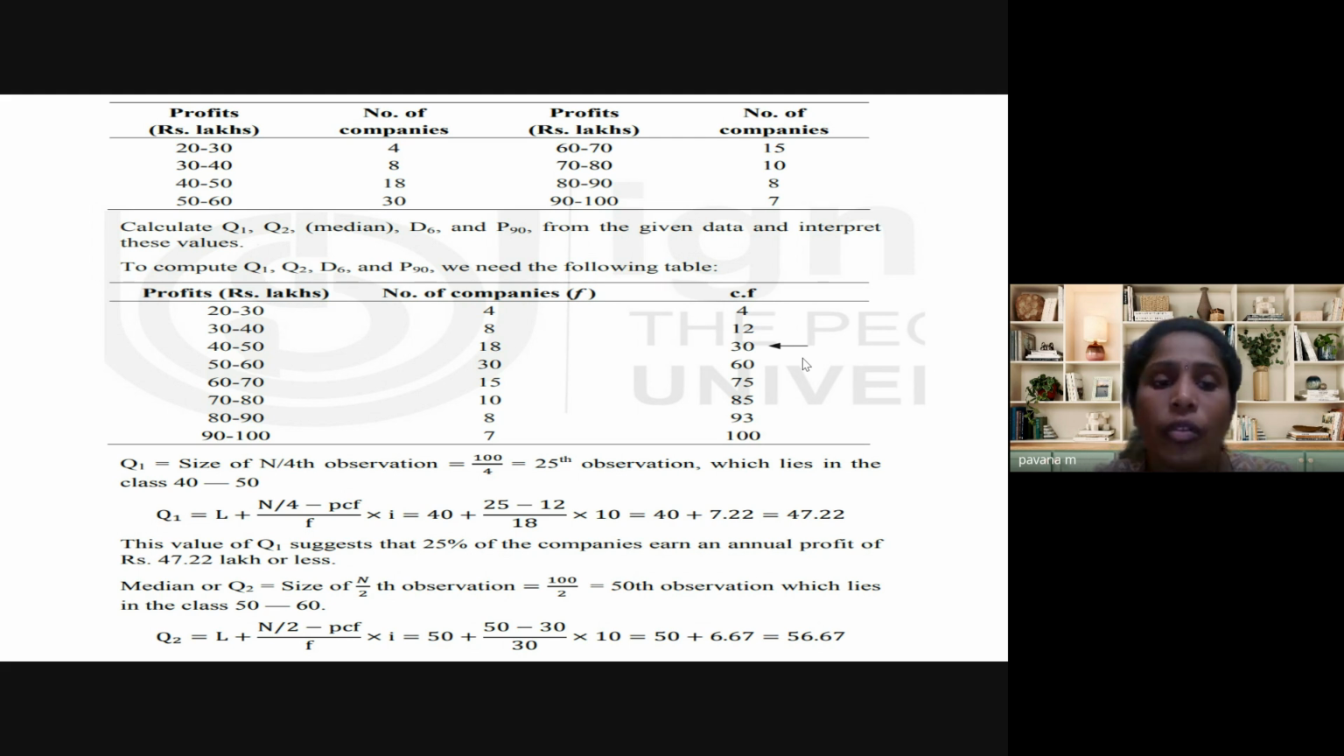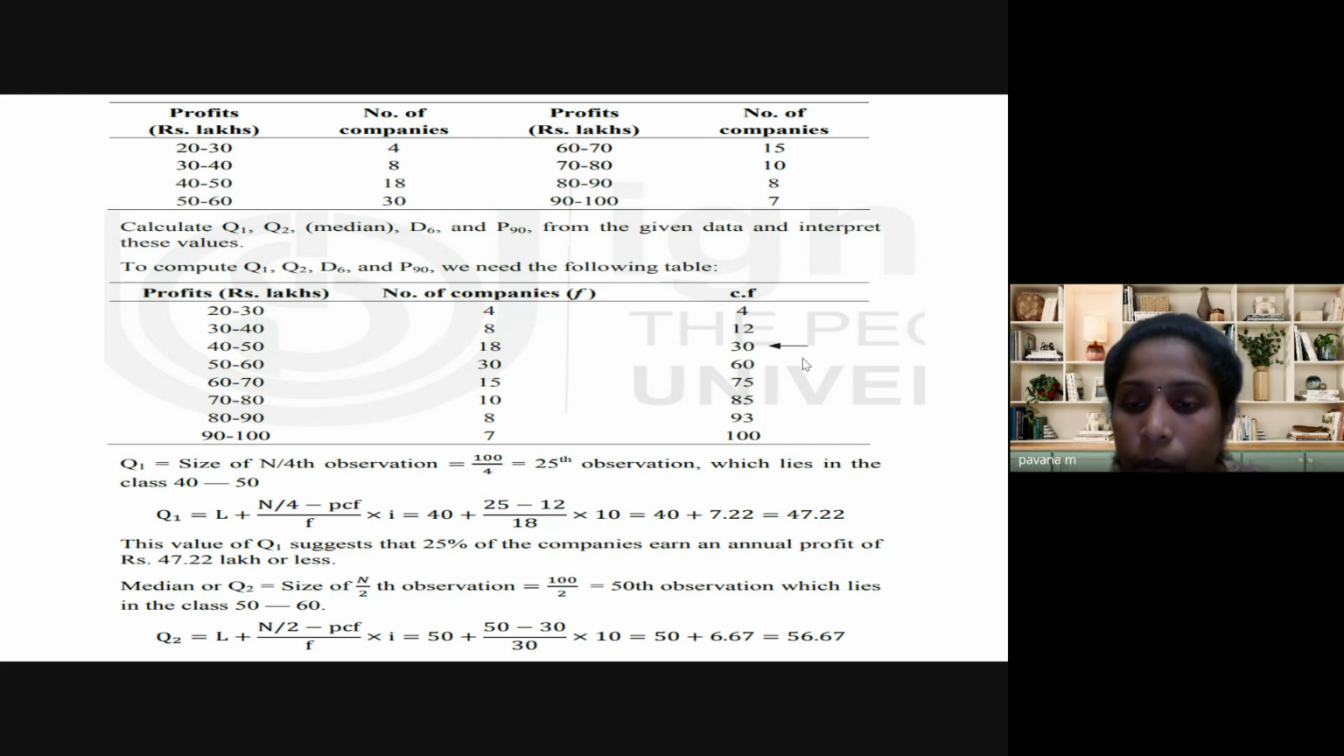Okay, so for that first you have to calculate the CF, that means cumulative frequency. We calculate the cumulative frequency through the frequency only. So the frequency is given as 4, 8, 18, 30, 15, 10, 8 and 7. So the cumulative frequency for the first is 4. Suppose you want the second position of cumulative frequency, you have to add two numbers in the frequency table, 4 plus 8, 12. And for the third position, 4 plus 8 plus 18, 30. Next, 4 plus 8 plus 18 plus 30, 60. And next, 4 plus 8 plus 18 plus 30 plus 15, 75. So like that you have to calculate the cumulative frequency.